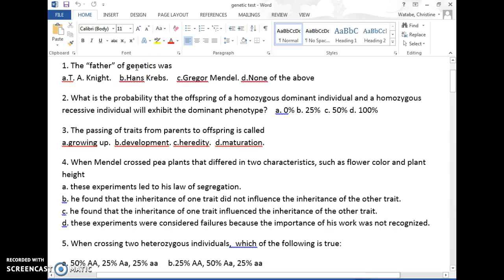All right, this is the genetics quiz you need to make up. Number 1, the father of genetics was A. T.A. Knight, B. Hans Krebs, C. Gregor Mendel, or D. None of the above.